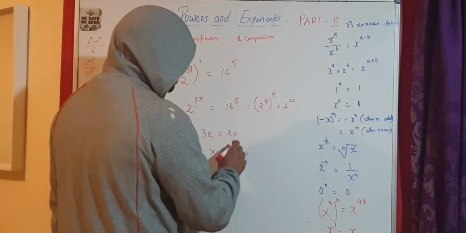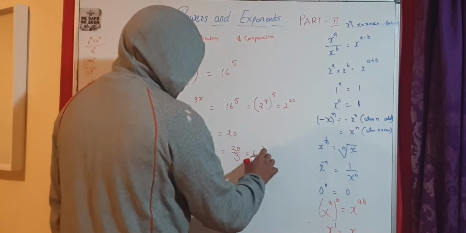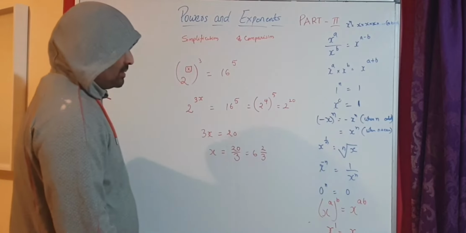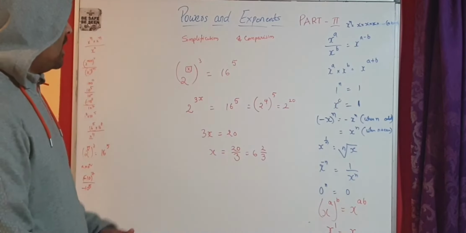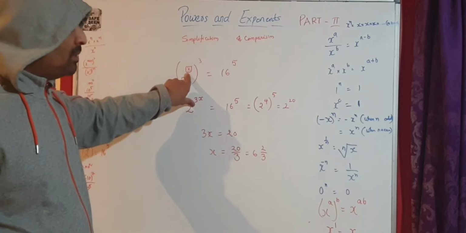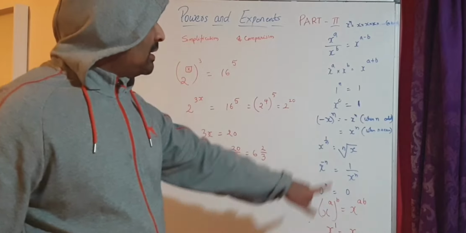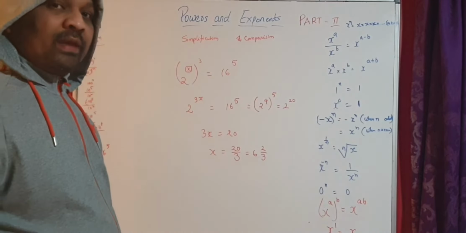But if you want to write it as a mixed fraction, it's going to be 6 2 by 3. Yeah, it can be in fractional values. Okay, because this is what we said, right? X to the power 1 by n is equal to nth root of x.